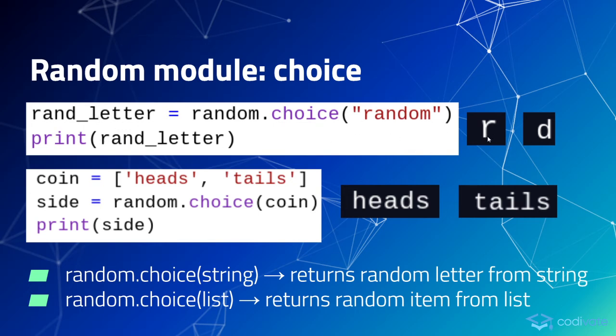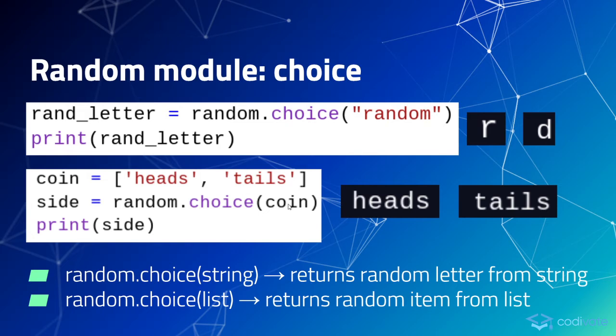For example, the first time I ran it, I got the letter R. Another time I ran it, I got the letter D. We could also do this with a list. We make a variable called coin and assign it a list, and this list contains two values, heads and tails. I'm making another variable called side and assigning to it random.choice(coin).